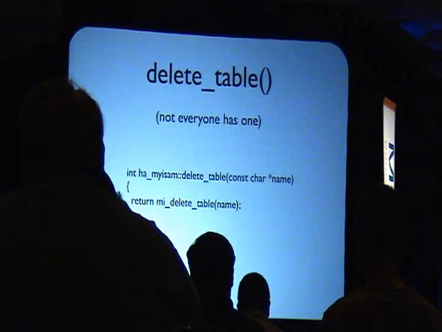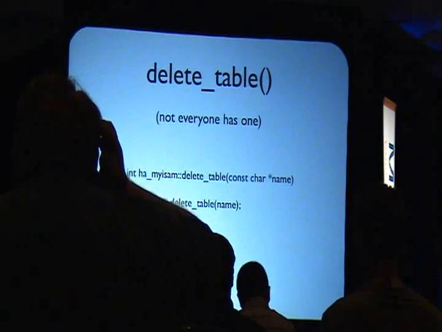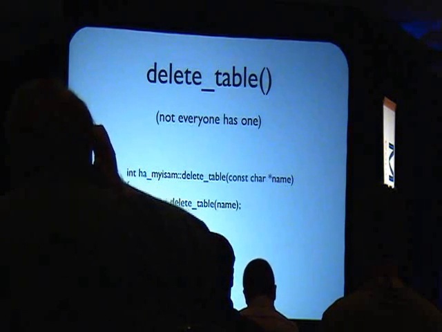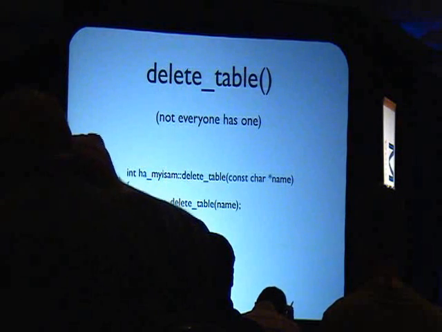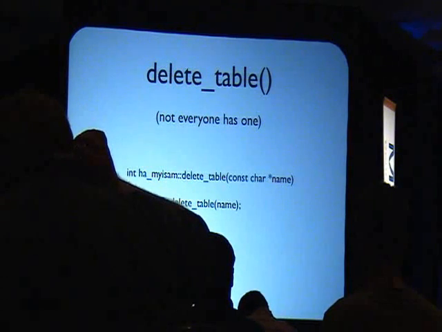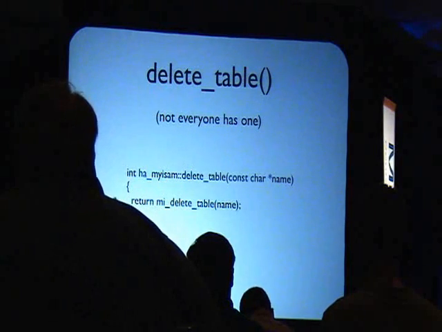Delete table. Not everybody actually has a delete table. What the delete table does is it's called with a table name, and that table name is the same identifier that we used earlier during the create statement. A delete table does not assume that a table is currently open. In fact, it assumes the table is closed, that the table has been closed down.